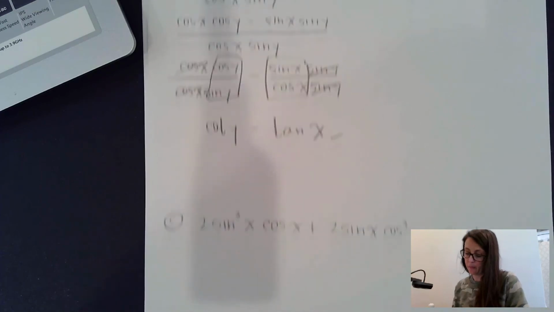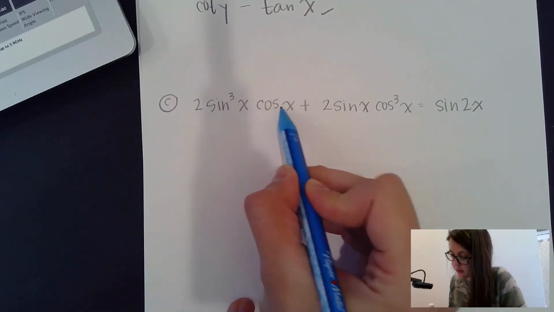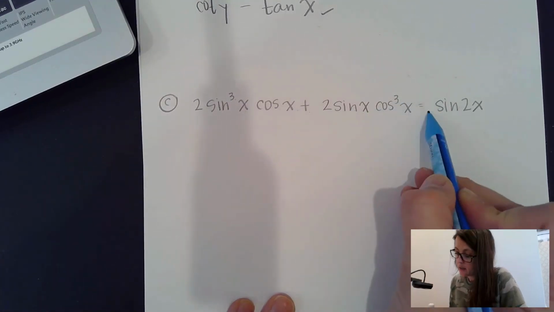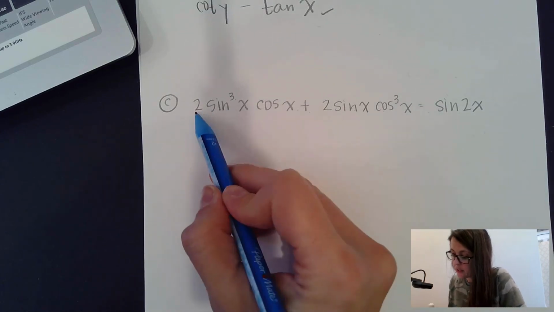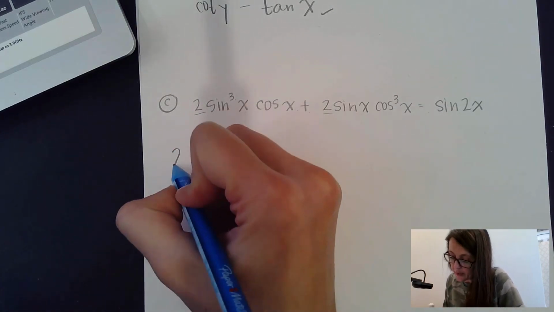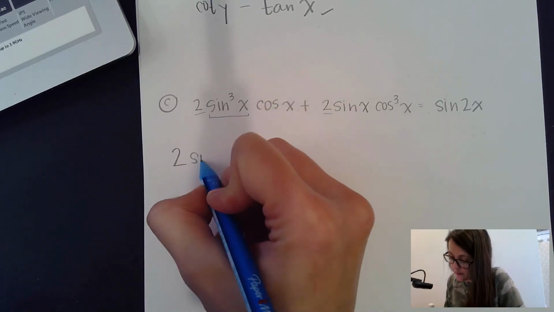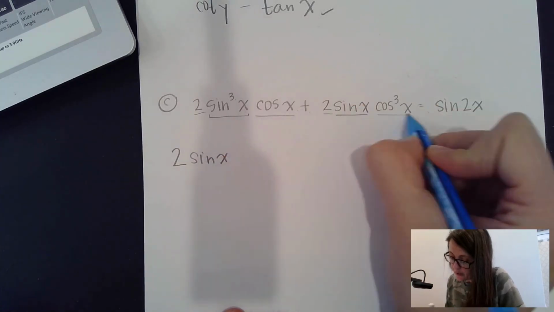Good deal. Let's look at this one. So here I've got 2 sine cubed x cosine x plus 2 sine x cosine cubed x is equal to sine 2x. Alright, so let's start from the left side. So I see that I can factor out a 2 here. So let's factor out a 2. I can factor out 1 sine, right? And then I can factor out 1 cosine.